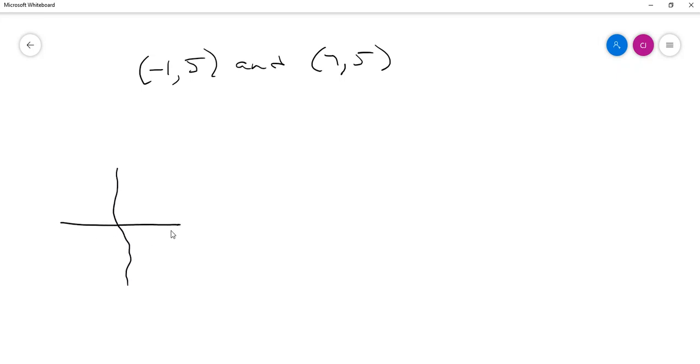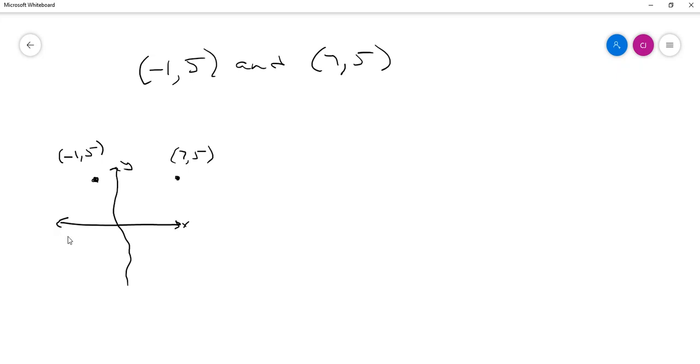We have two more points: -1, 5 and 7, 5. Now I want to plot these over here for a minute. I have to learn to get a straight line on this. If I graph -1, 5, that's over 1 and up 5, and then 7, 5 is right here.